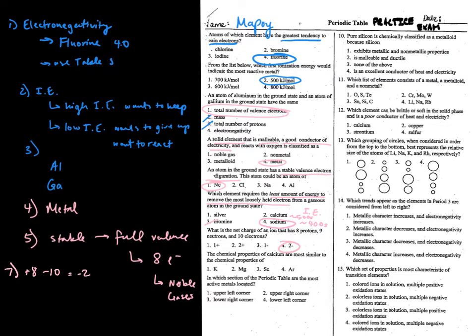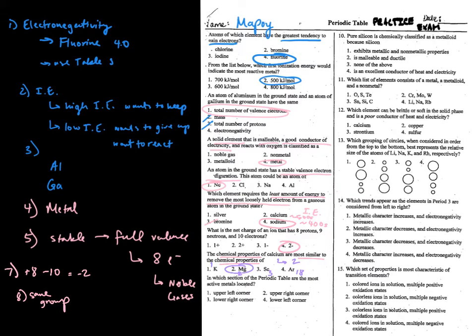The chemical properties of calcium are most similar to the chemical properties of, so similar chemical properties, that means we're looking for those in the same group. So let's see here. Calcium here is group 2. Potassium is group 1. Magnesium is group 2. Sc is group 3. And argon is group 18. So it's magnesium over here, same as group 2.